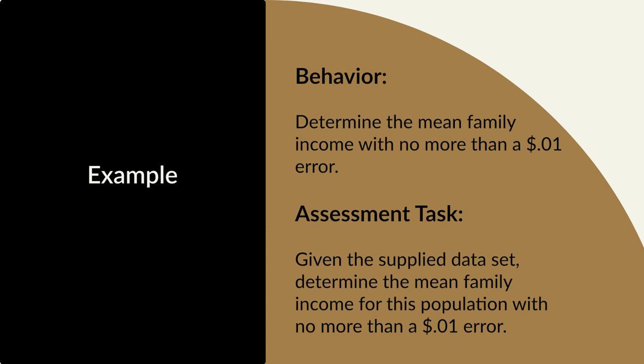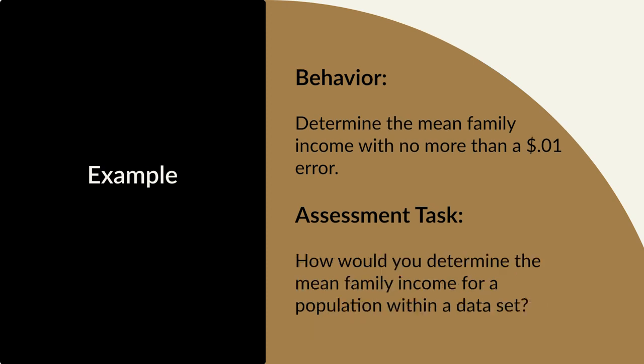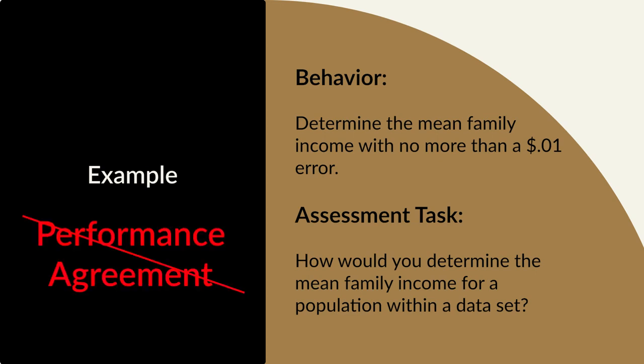This requires the learner to actually determine the mean family income. You have a performance agreement since they are being asked to perform the math on a data set and offer an answer based on the process. However, if the assessment task reads like this, how would you determine the mean family income for a population within a data set? You have simply asked the learner to explain how they would perform the calculation. You do not have performance agreement.